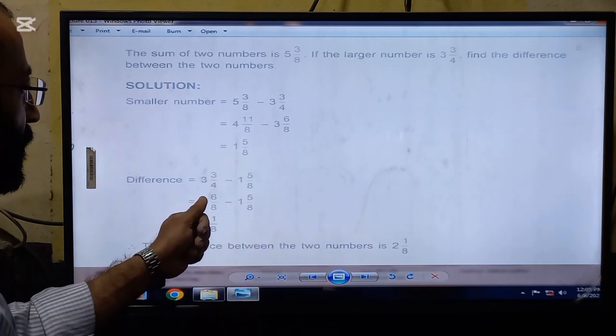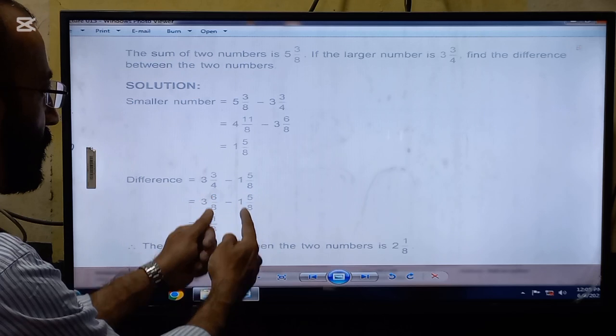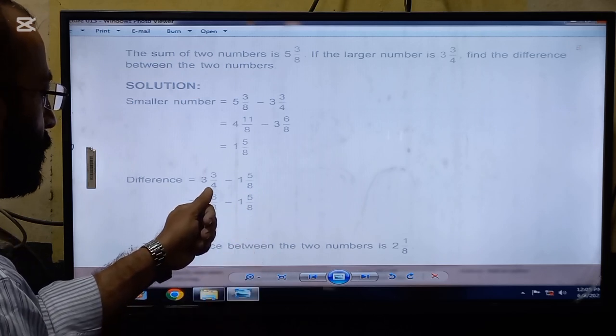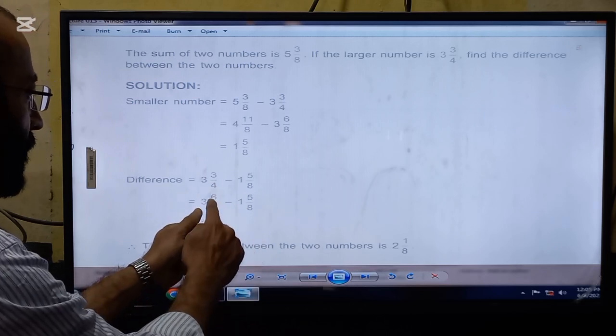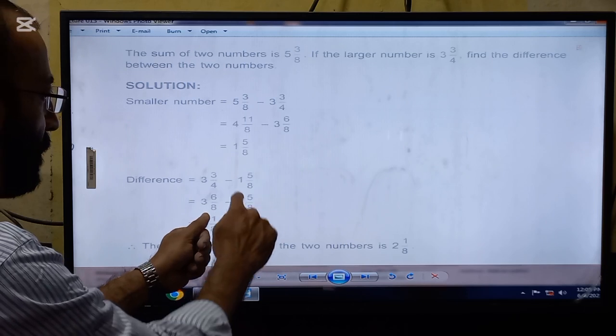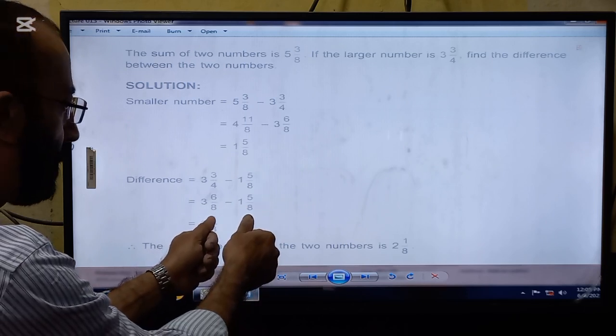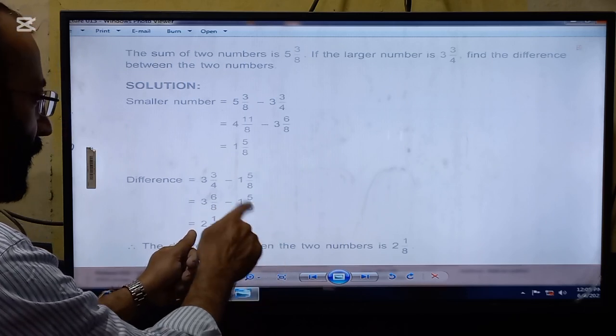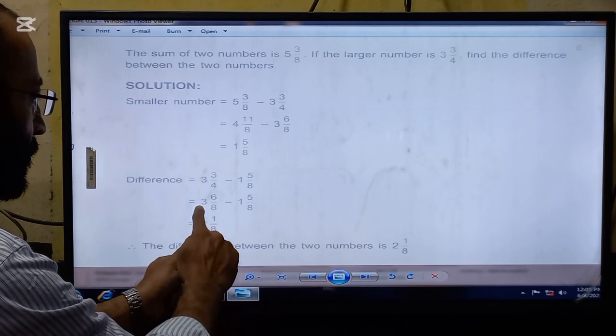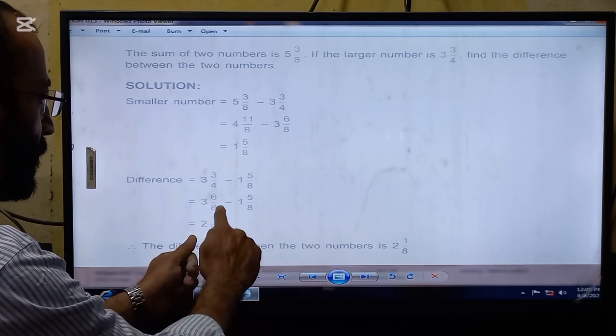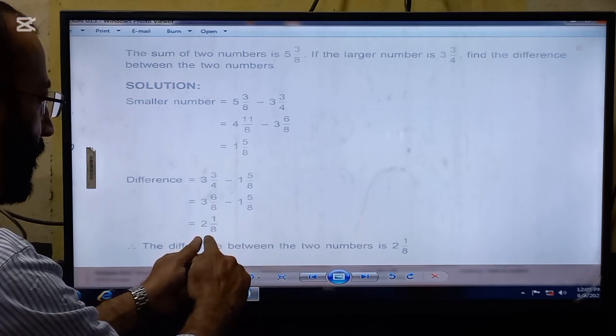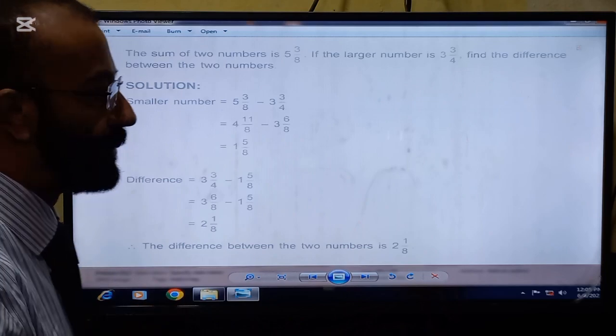So now we will convert again the unlike fractions into like ones. So multiply the fraction part with 2. So 3 2s are 6 and 4 2s are 8. This number will remain as it is. So look at the denominator now. These are same now. So these are now like fractions. So 3 minus 1 will be equal to 2. 6 minus 5 will be equal to 1, and 8 as it is. So this is the answer.